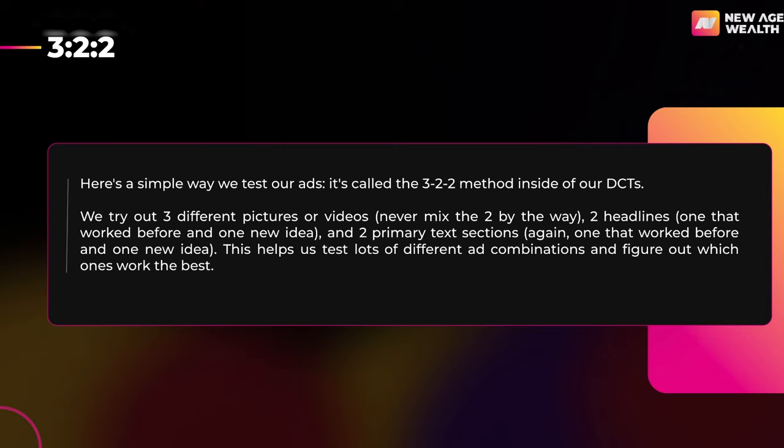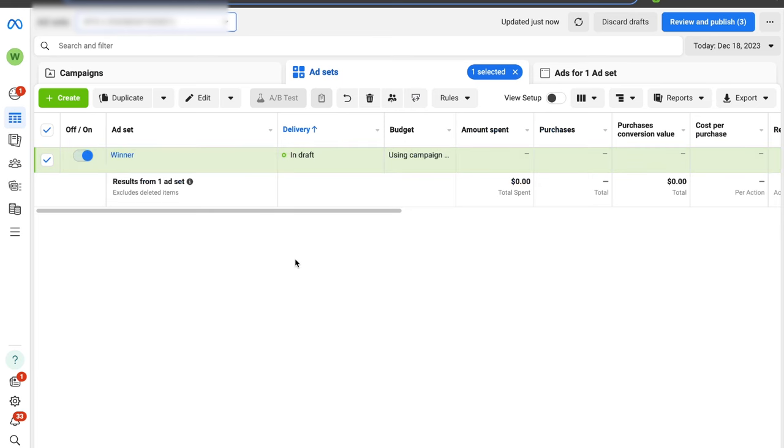It's called the 3-2-2 method. In each DCT, we try out three different pictures or videos. Never mix photos and videos in the same DCT. We try out two headlines, one that worked before and one new idea. Two primary texts, again, one that worked before and one new idea. And this will help us test out a bunch of different ad combinations and figure out which one works the best for us. So let me show you how to launch a DCT.